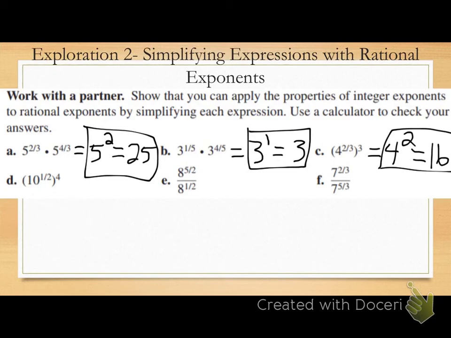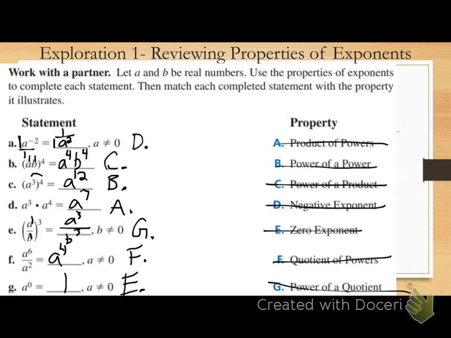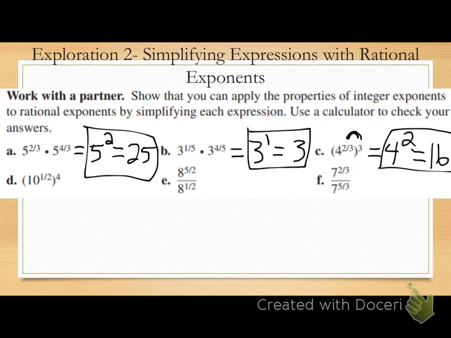Oh, no. I wrote the wrong one. I didn't see that one. So we multiplied 2/3 and 3 because I've got a power raised to a power, just like letter C here. So I multiply all the exponents inside the parentheses by the exponent outside the parentheses. So 2/3 times 3 gives me 2. So 4 to the second power is 16. Okay?